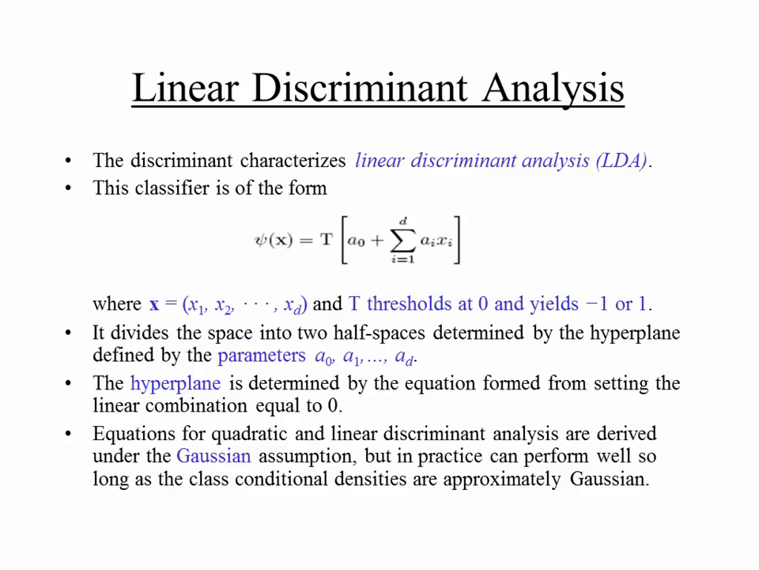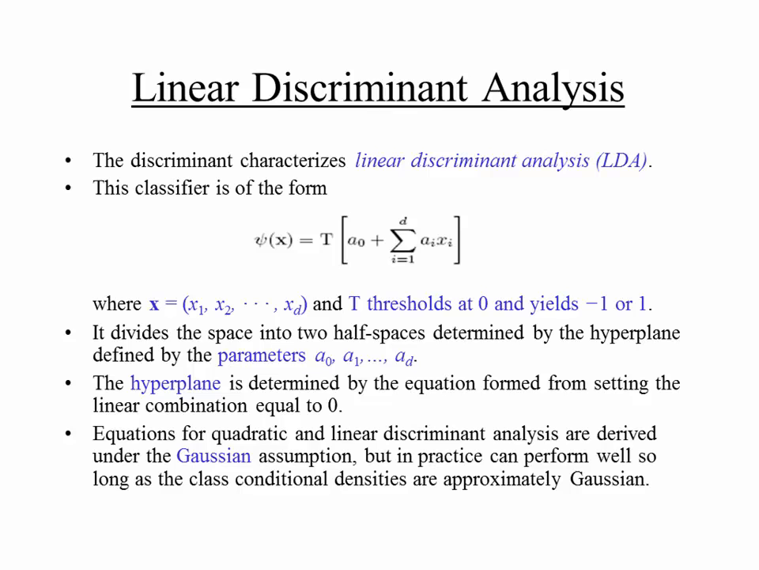So where x is x1, x2 up to xd, these are the d features, and t thresholds at 0 and yields -1 or 1, which are the two class labels. So it divides the space into two half spaces determined by the hyperplane that is defined by the parameters a0 through ad. If you set this equal to 0, that's the hyperplane. That's the plane that is separating the two classes.